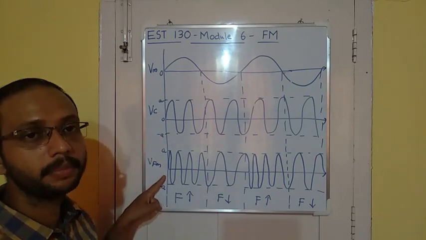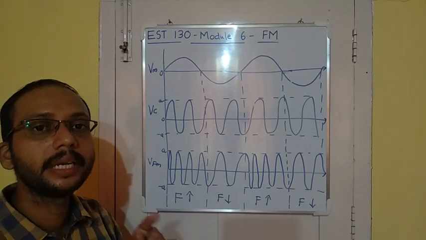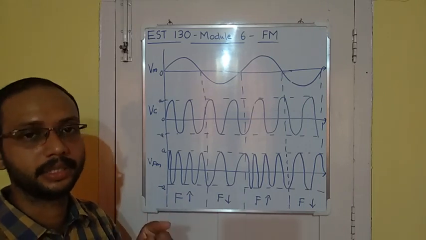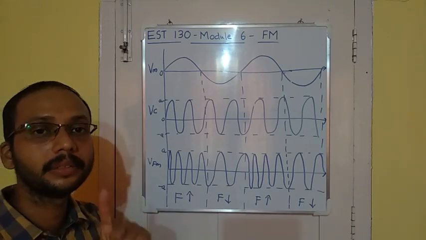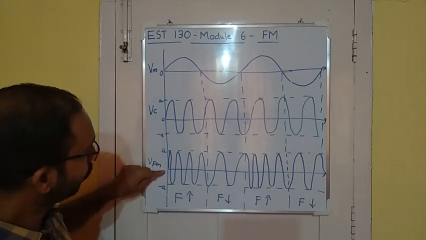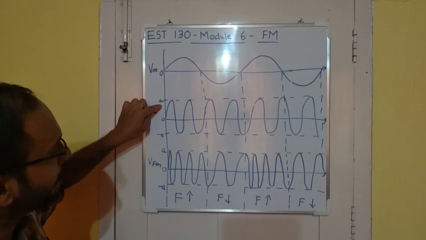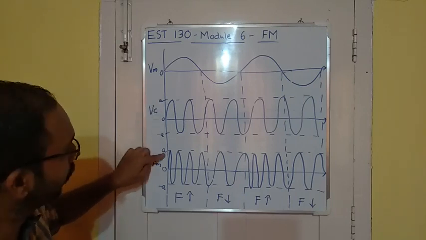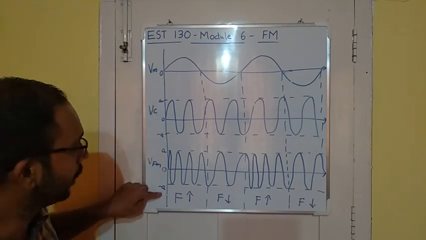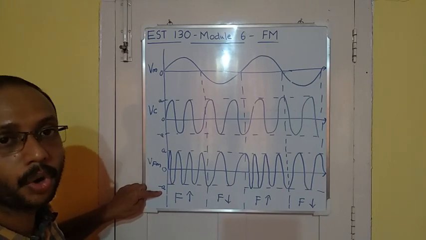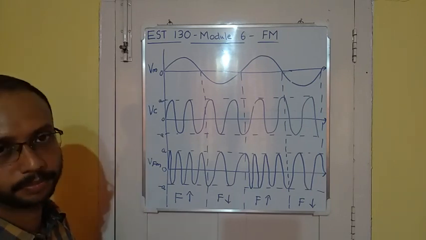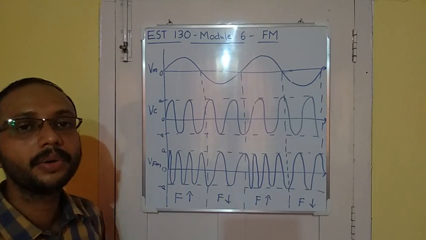So in FM, only the frequency of the carrier wave is varied. Amplitude remains the same. So the same amplitude A and minus A represented here, A and minus A. The amplitude of carrier remains constant. Only the frequency is varying.